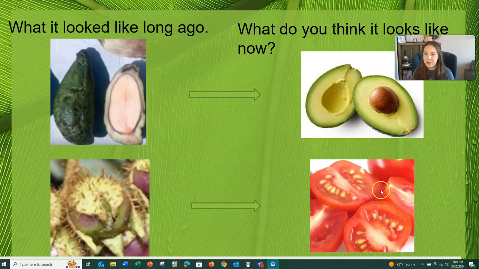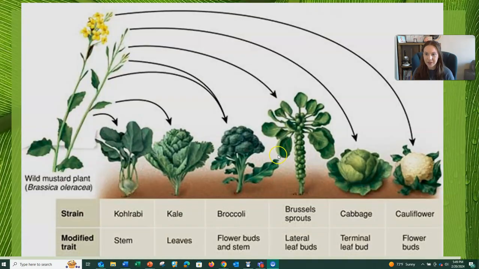We've done the same thing with tomatoes, okay? We can do the same thing with lots of plants. So for example, here we have a wild mustard plant. This is what it looks like. And depending on the variations of genes that we see in a wild mustard plant population, we can start picking those individual organisms and breeding them together to create something new.